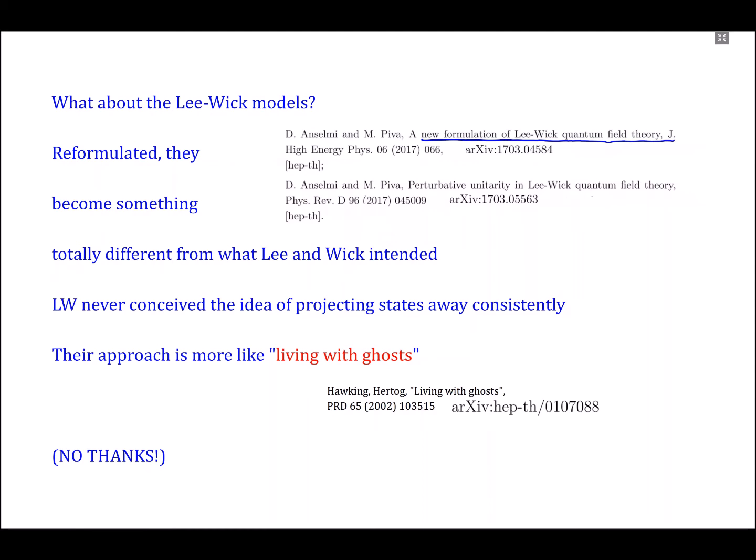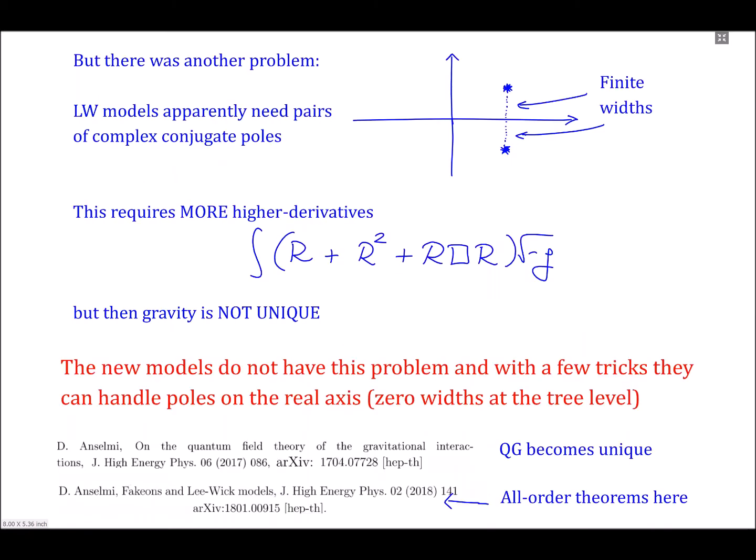One is that Lee and Wick did not conceive the idea of projecting away things. Their approach was more like the one suggested by Hawking and Hertog much later, but they suggested practically at that time, the end of the 60s, which is like living with ghosts in some sense. No thanks, I don't want to live with ghosts. But there are people who want to. And the other thing is that in their formulation, it looked like you needed pairs of conjugate poles. It was not enough to have poles close to the real axis. They had to have finite distances and in pairs, because only if you have pairs, they can compensate and make things work as they thought they could.